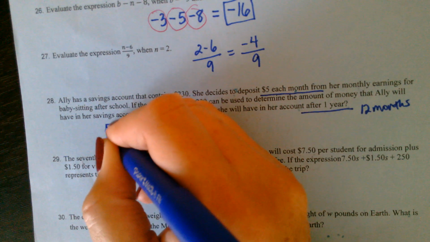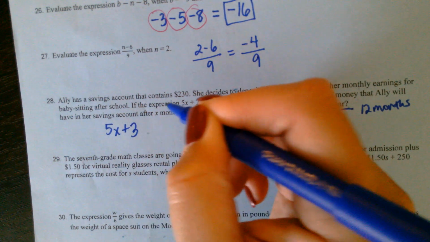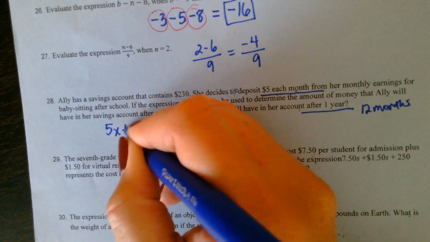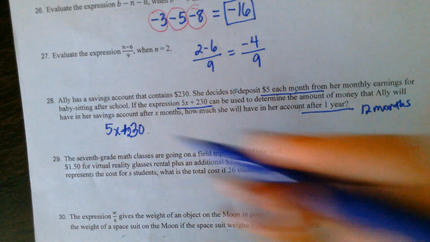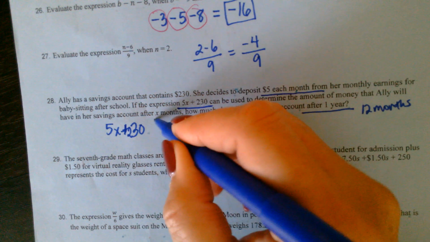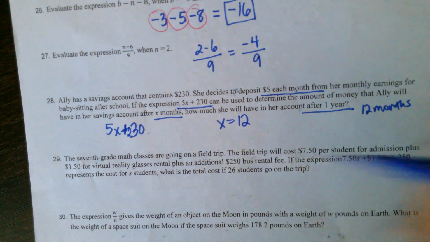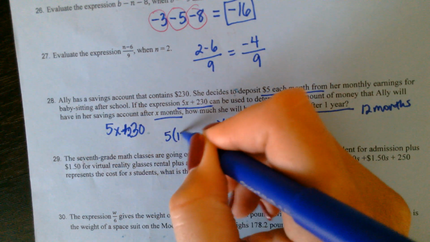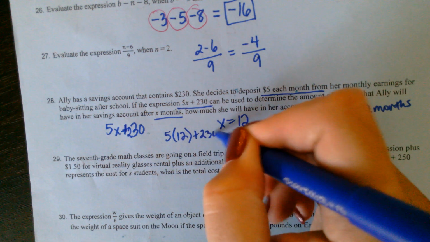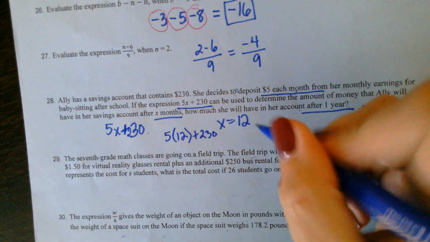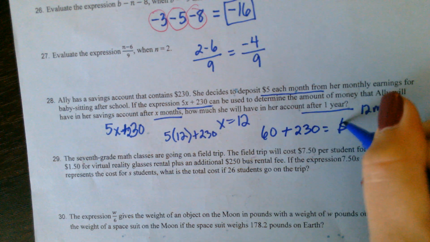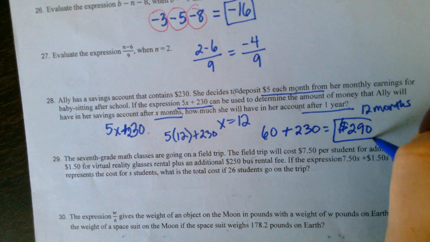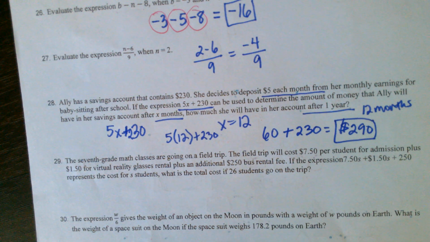So basically, again, you're just substituting. Take that original equation, and you're going to substitute in your 12 months for x, because x equals months. So x is 12. So substitute 5 times 12 plus 230. 5 times 12 is 60. 60 plus 230 makes $290 she will have in her bank account.